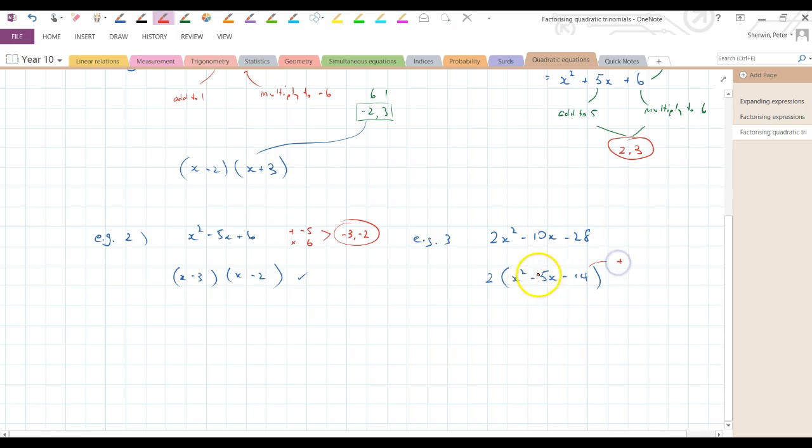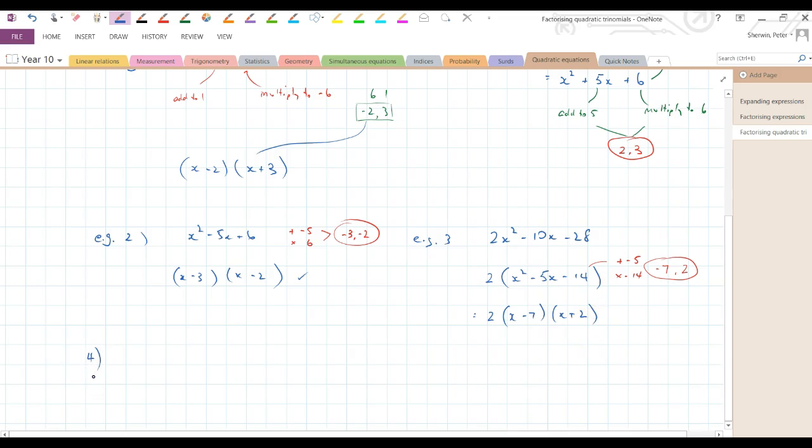Two numbers that add to this number in front of the x, minus 5, and multiply to this number on the end, minus 14. Try and work out those two numbers. Pause and work out those two numbers. Okay, how did you go? 7 twos are 14. It's probably going to work for us, isn't it? Negative 14, so one of them is going to have to be negative. 7 and 2. Which one's going to be negative? The minus 7. Minus 7 plus 2 gives me minus 5, and they multiply to minus 14. So my final factorization is 2(x minus 7)(x plus 2).